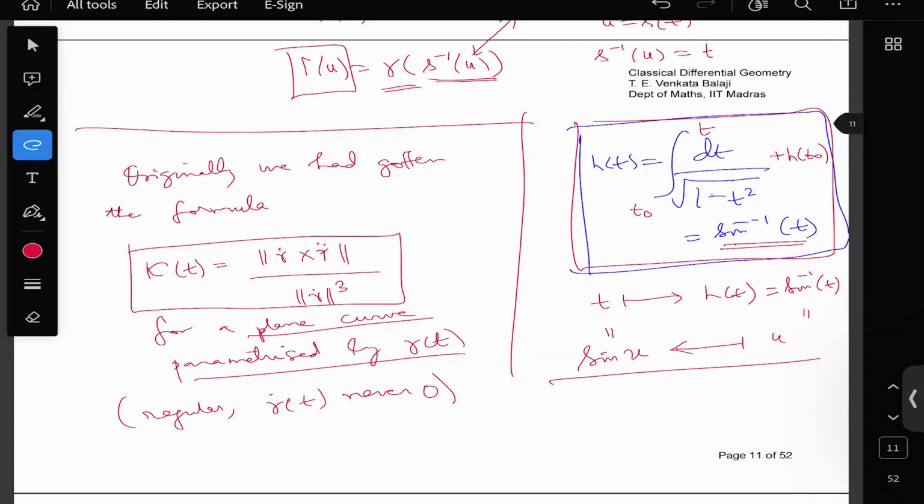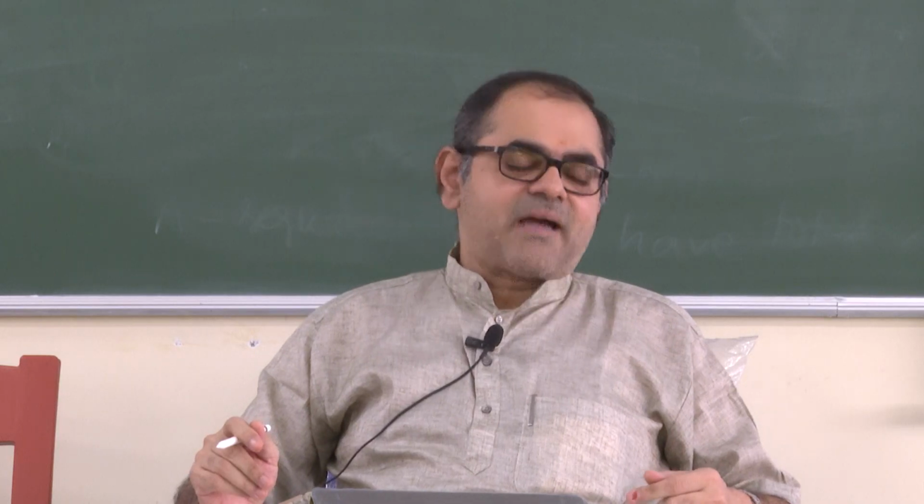So this formula is correct even for a space curve, and how to get it is you can use this definition of the scalar curvature as being the magnitude of the acceleration of a unit speed curve, even though a unit speed curve you cannot find in practice. So you can use calculus to get this formula. That's what we are going to do. But before that I want to say something.